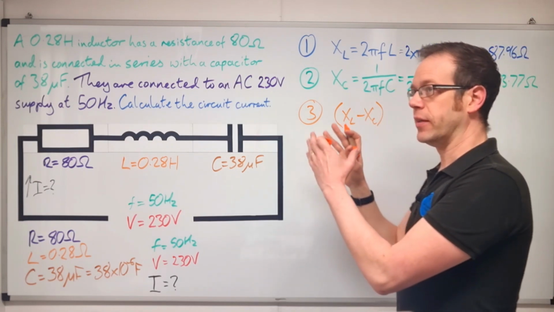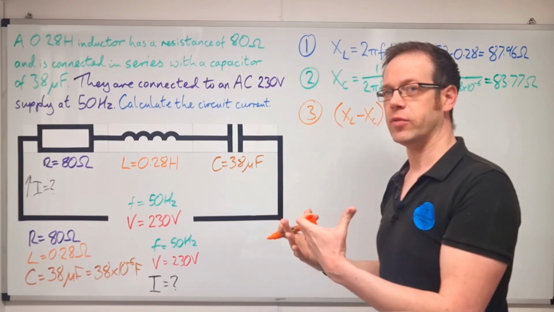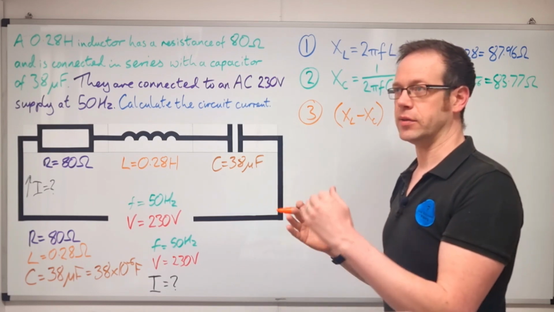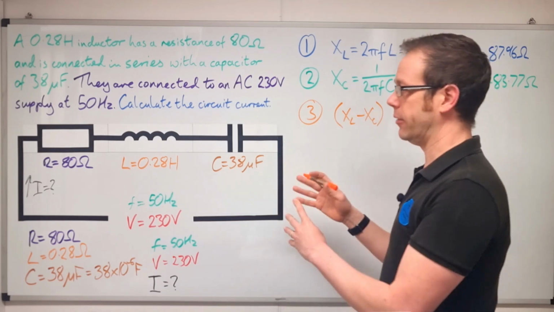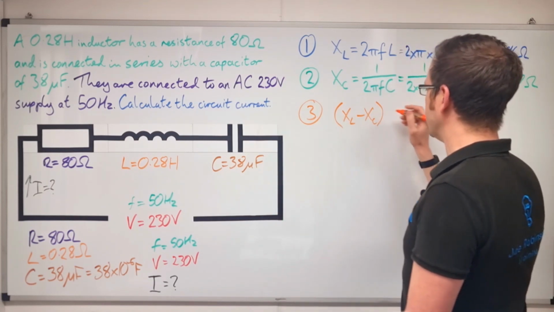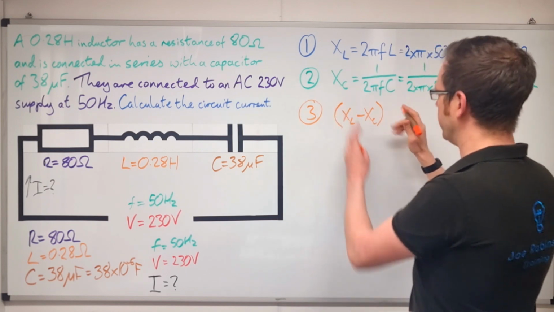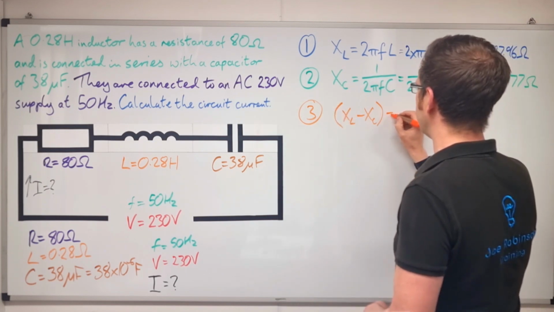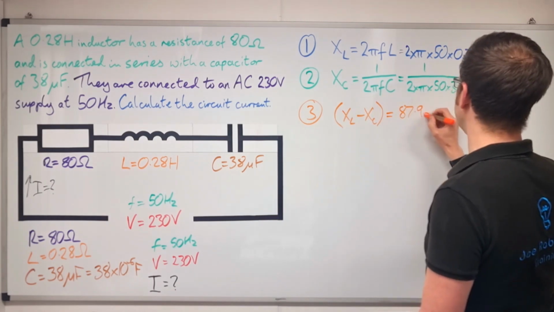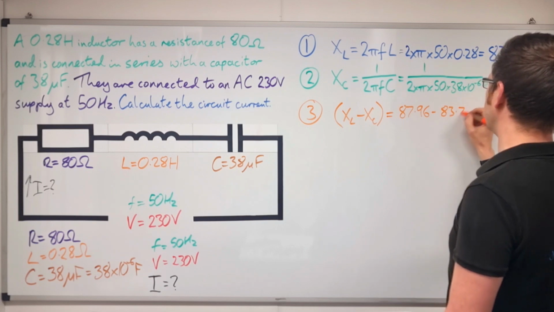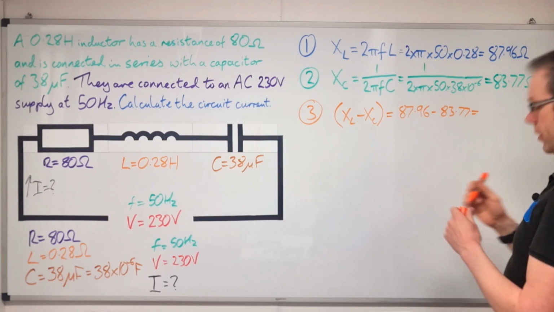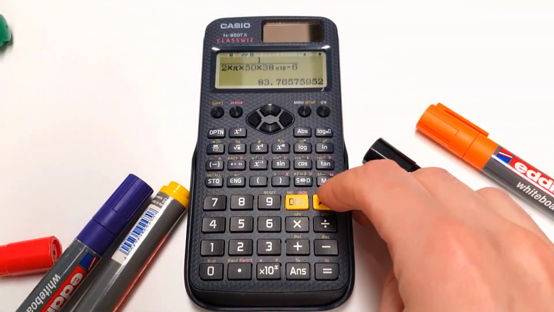So what we're doing here is finding the total reactance of the circuit. The inductive reactance and the capacitive reactance cancel each other out because they point in opposite directions in a series circuit. Again, more on that in another video. So we're going to find out the total reactance for the circuit here. So XL minus XC is equal to 87.96 minus 83.77. And that is going to give us, I should be able to do that quickly in my head, but I don't want to go wrong, so I'm going to volley it into the calculator.